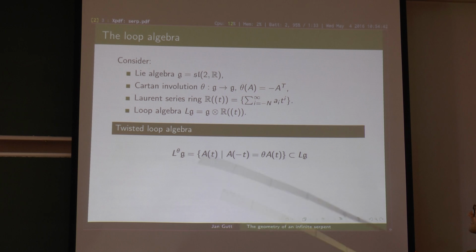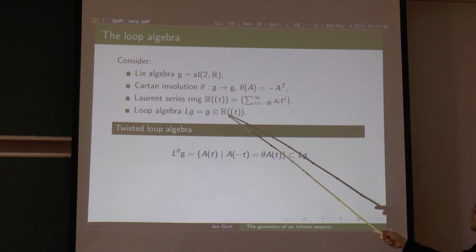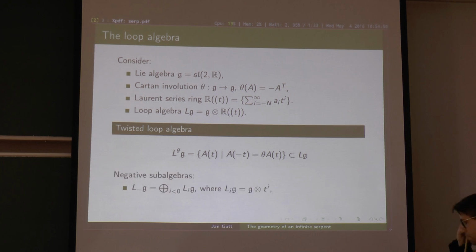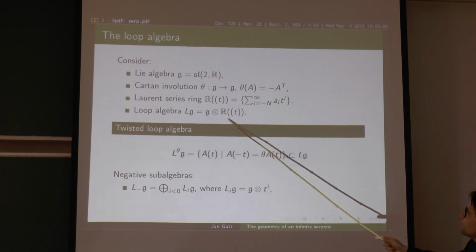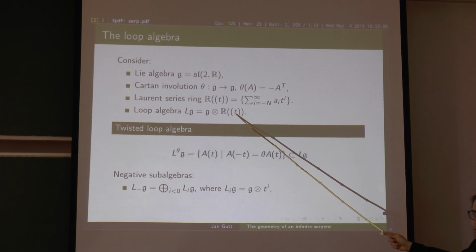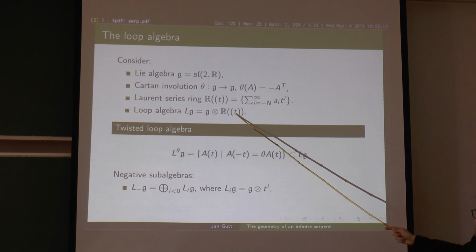Although the loop here is rather irrelevant, because if I do it over the reals this way, this has nothing to do with loops. If you were to complexify, this could be interpreted in terms of loops. So these are not really loops, and there is no nice geometric interpretation here. I mean, there is, but not as attractive. Okay, last thing, negative subalgebras. I could take a subalgebra in the loop algebra where I only have negative powers of t. You can ask me why negative and not positive. Well, this is just a convention. For some reason, we like negative.